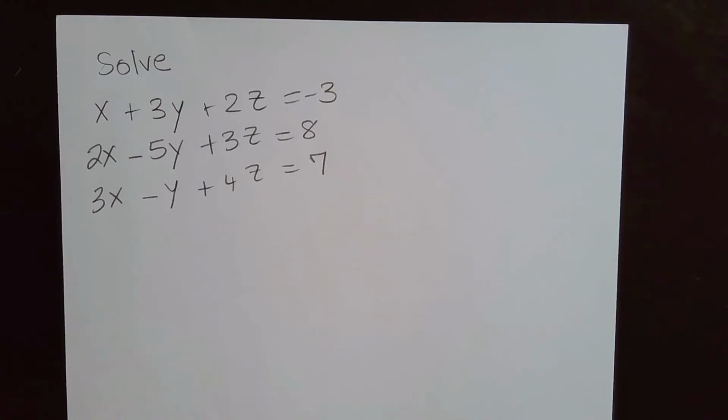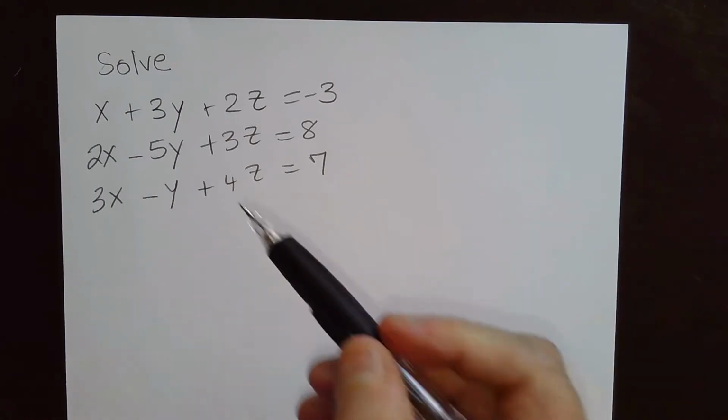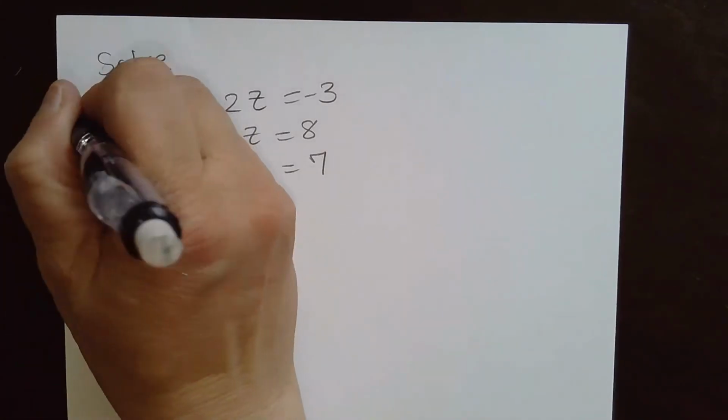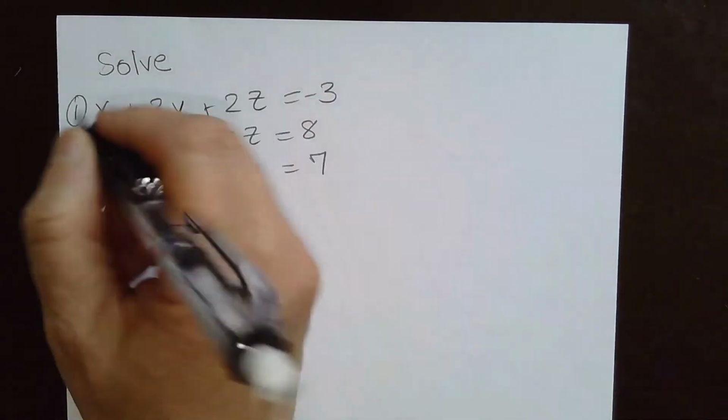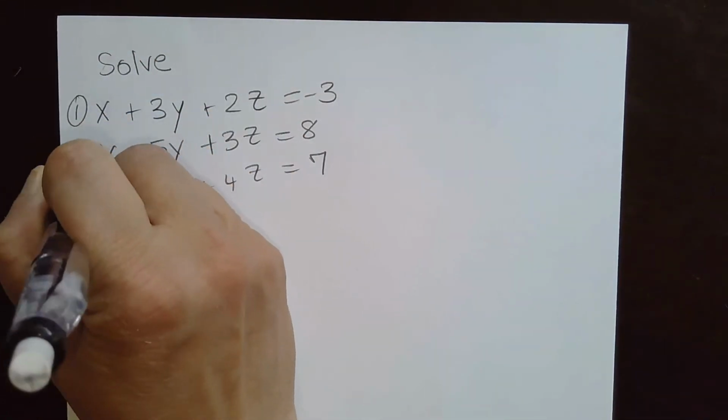Hello everybody, today we're going to solve a system of three linear equations. So here we have our three equations. It would be a good idea for us to number them. The first one is equation 1, equation 2, and equation 3.